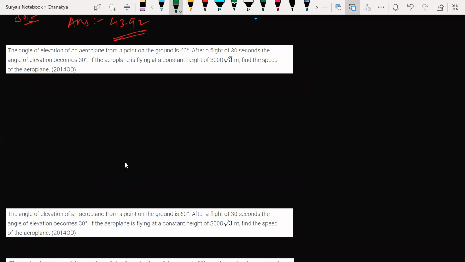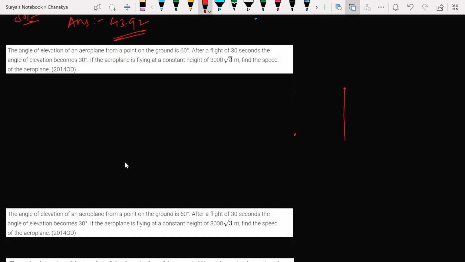So the angle of elevation of the aeroplane from a point on the ground is 60 degrees. Any point on the ground, what is the angle of elevation? If the aeroplane is flying at a constant height of 3000 root 3 meters, find the speed of the aeroplane. Let's say this is the height of the aeroplane where it is flying.